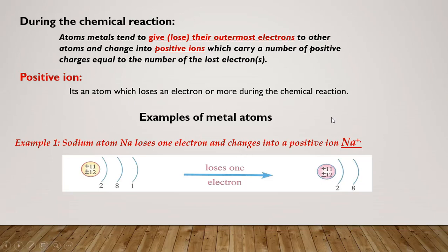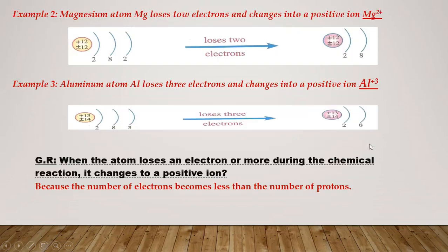For example, let's talk about a metal atom which loses an electron during the chemical reaction, and this atom is sodium. Sodium contains 11 electrons: the energy level K contains 2 electrons, the energy level L contains 8 electrons, and the energy level M contains 1 electron. So it tends to lose the outermost energy level electron, and by losing 1 electron it becomes 2-8. The outermost energy level is completely filled, and it changes into a positive ion, which is Na+.